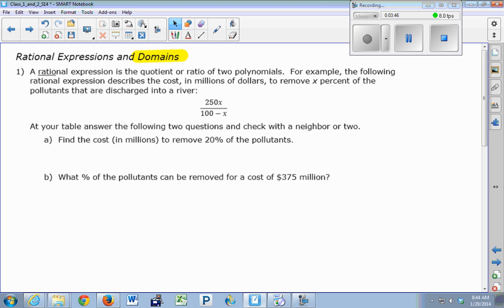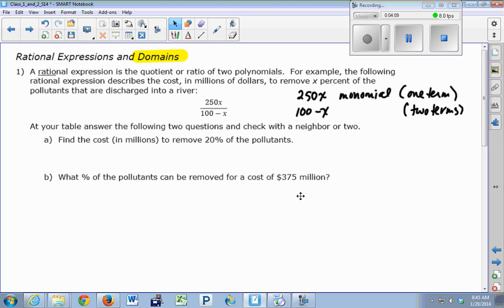So 250x is what we call a monomial. It only has one term. 100 take away x, that's one term on each side of the subtraction. Anytime you have an addition or subtraction, you create multiple terms. So in this case, we have two terms.